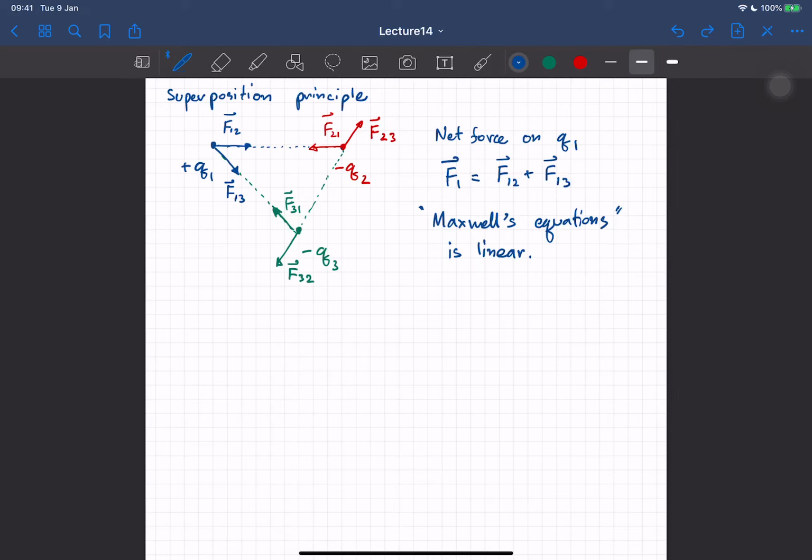So the linearity of Maxwell equations allows us to say that the force can be just added together. Okay, which is very good because it makes everything a lot more convenient in this sense. Okay, but anyway, we're not going to talk too much about how exactly Maxwell equation is linear. The only thing that we need to know at this point is that we just need to add the force together to get the net force on Q1.